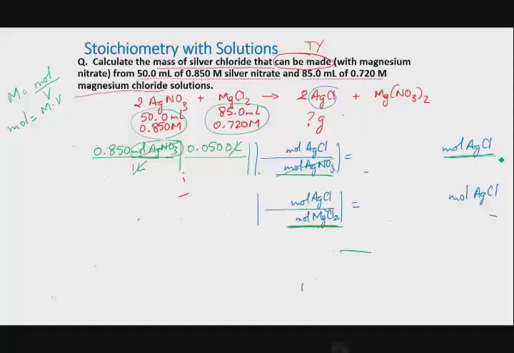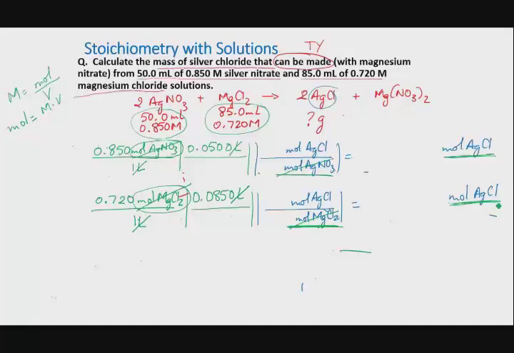In the same way, magnesium chloride concentration is 0.720 molar, which means 0.720 moles of magnesium chloride for every 1 liter of solution, which when multiplied by its volume in liters, liters cross out, gives us moles of magnesium chloride. Moles of magnesium chloride cross out to give us moles of silver chloride from magnesium chloride.